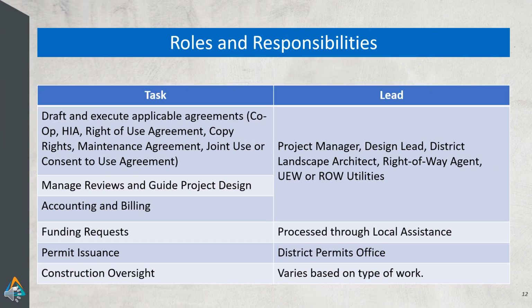Here is a table showing roles and responsibilities for all parties within Caltrans. The tasks of drafting and executing agreements, managing reviews, guiding project designs, accounting and billing are the responsibilities of functional unit staff such as project manager, design lead, district landscape architect, right-of-way agent, utility engineering workgroup, or right-of-way offices as applicable. The applicable agreements include but are not limited to co-op, highway improvement agreement, right-of-use agreement, copyrights, maintenance agreement, joint use or consent to use agreement.